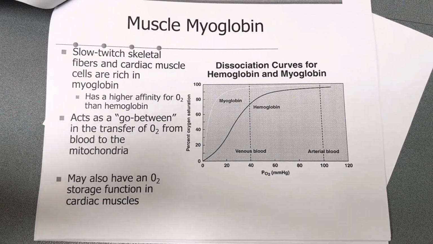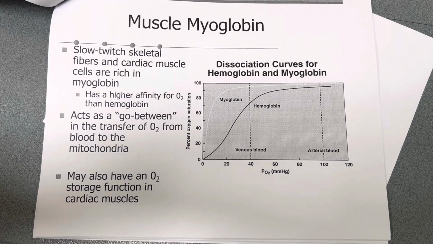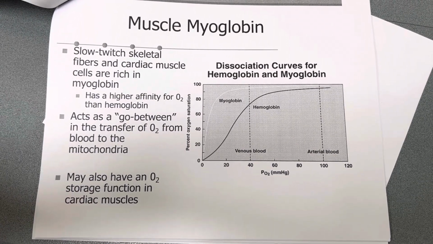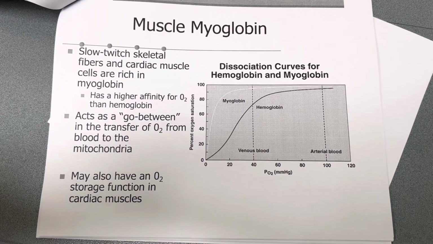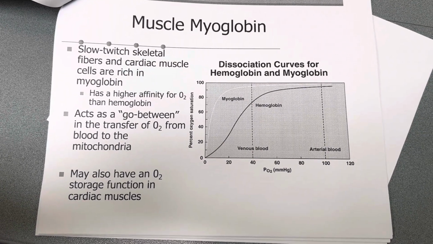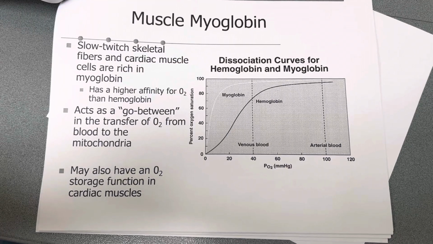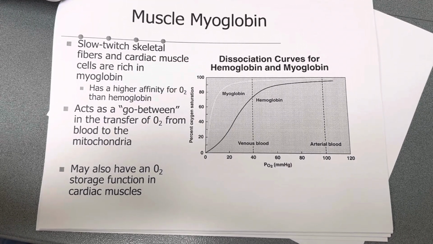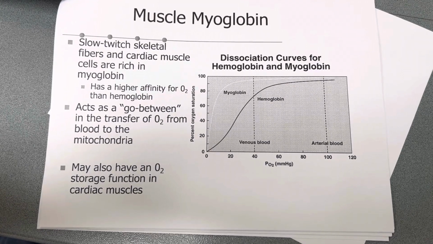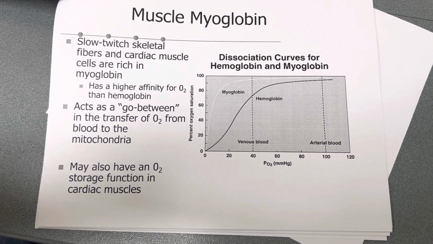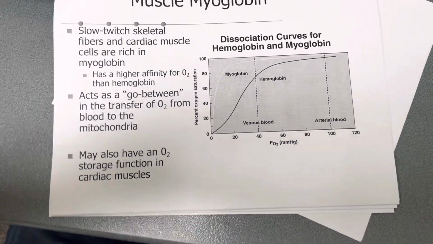Muscle myoglobin: slow twitch skeletal fibers and cardiac muscle cells are rich in myoglobin, which has a higher affinity for oxygen than hemoglobin. It acts as a go-between in the transfer of oxygen from blood to the mitochondria, and may also have an oxygen storage function in the cardiac muscles.